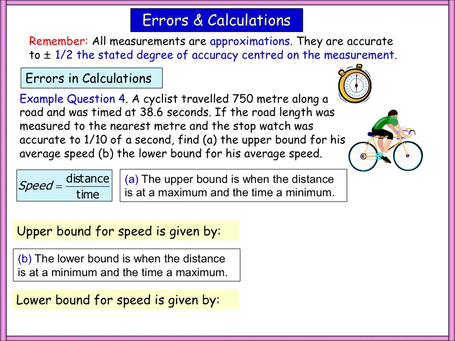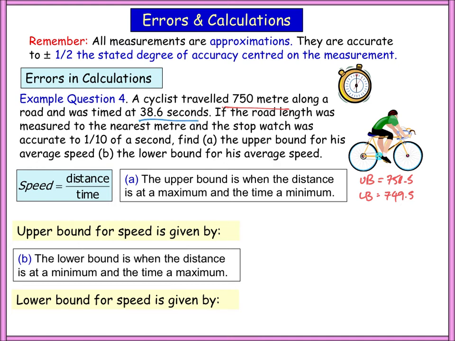Okay, last one. Again, a cyclist travelled 750 metres along a road and timed at 38.6 seconds. The road length is to the nearest metre and the stopwatch to the nearest tenth of a second. Find the upper bound and the lower bound for his average speed. Okay, so again, we're talking about 750 metres to the nearest metre. So we're going to add and subtract half a metre. So the upper bound for 750 is 750.5, and the lower bound is 749.5. We've added and subtracted half a metre.